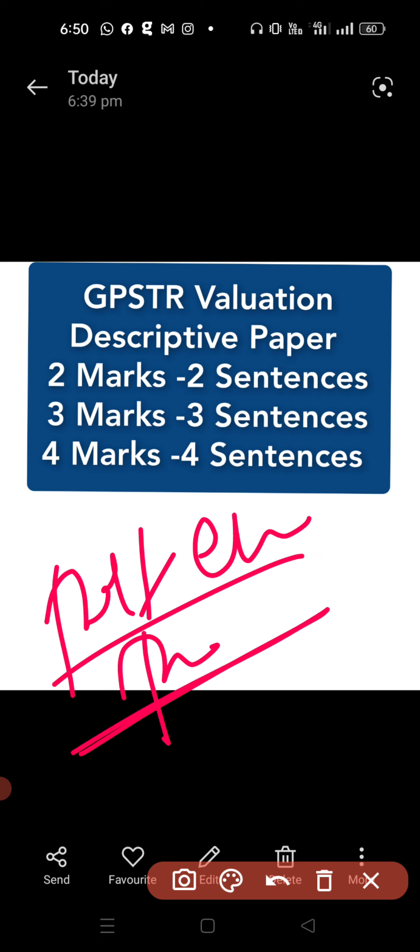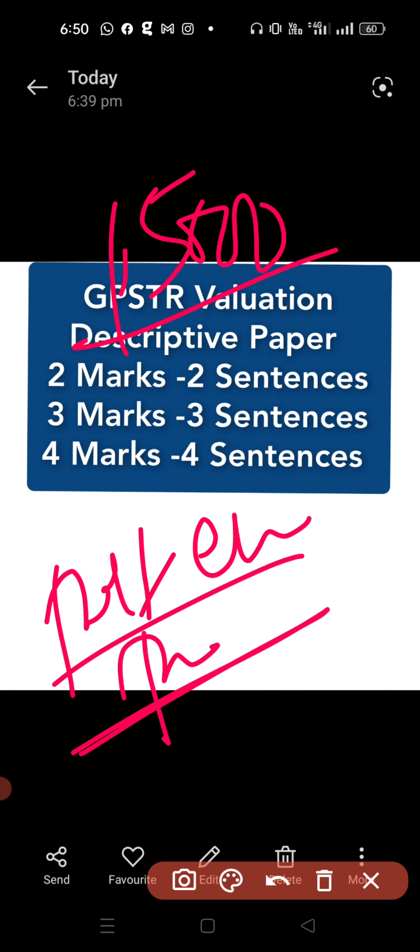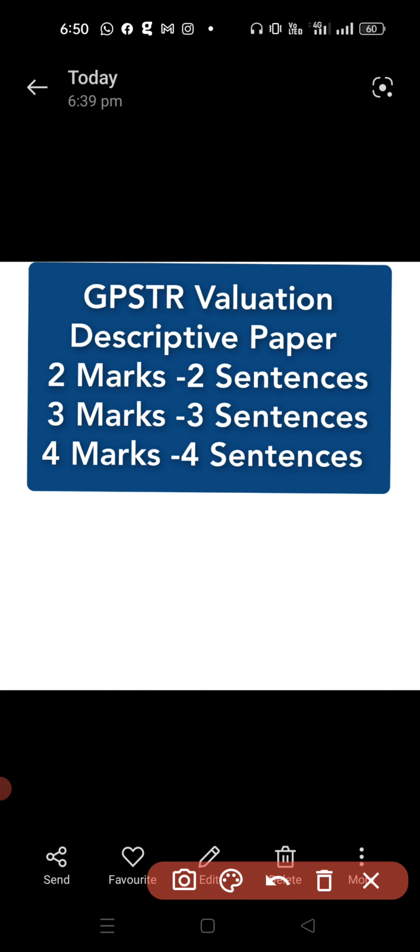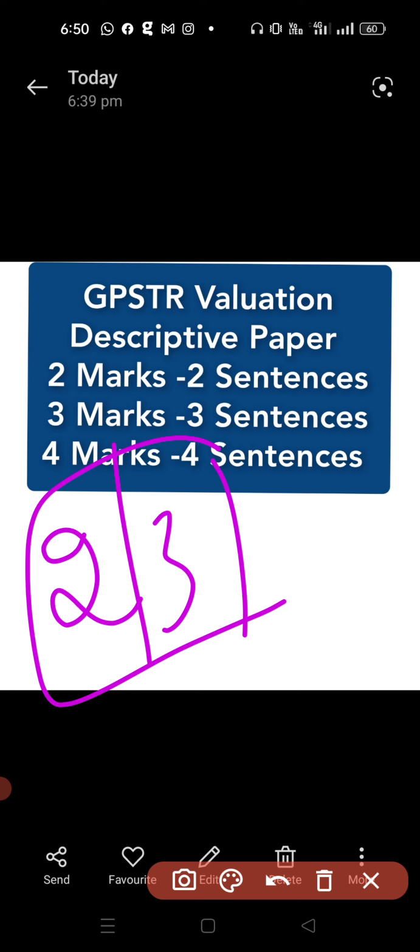Let's see all of you very soon. The GPSTR 2022 results, all are waiting for this. The recruitment process for the first 15,000 teachers is ongoing. Probably it may end in another 2 to 3 months. So I wish you all the best, all the GPSTR participants.